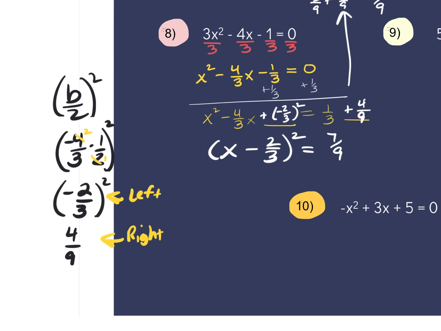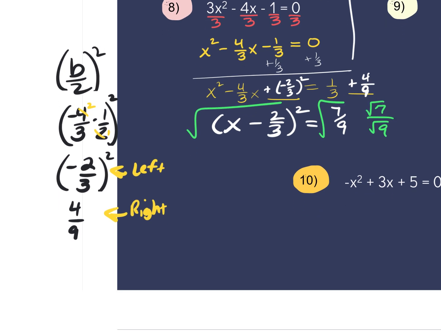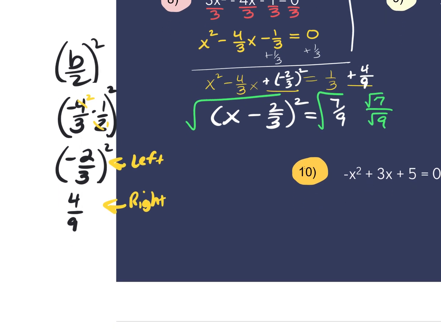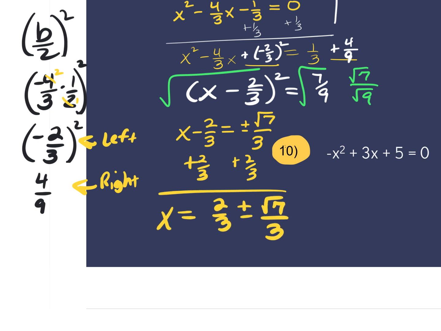Now I have to square root both sides. So square root that side and that side. And again, if you want to think of it as the 7 gets its own little radical and the 9 gets its own, then the x minus 2/3 comes out of the radical. So now I have x minus 2/3 is equal to plus or minus the square root of 7 over 3. I now need to just add the 2/3 to both sides, and I get x is equal to 2/3 plus or minus the square root of 7 over 3.